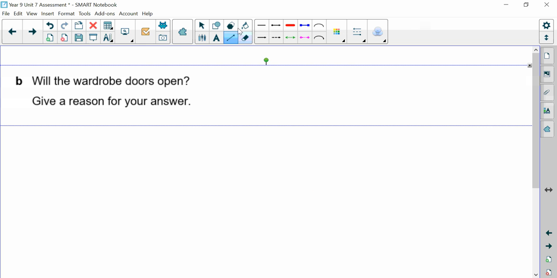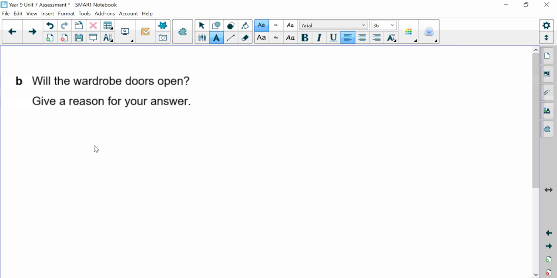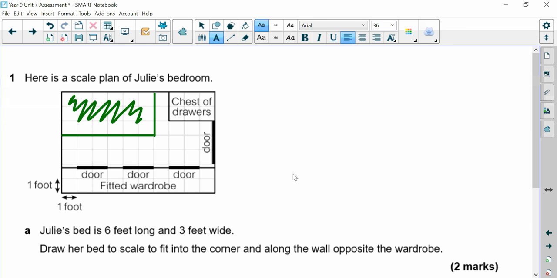And then in part B it says, will the wardrobe open? Give a reason for your answer. Well, these are the 3 wardrobe doors. You can see that each of those wardrobe doors is 2 feet long. They're 2 of the squares. Now, in order for them to open, we need to have at least 2 feet as the distance from the door up to the next obstacle, which would be the bed.